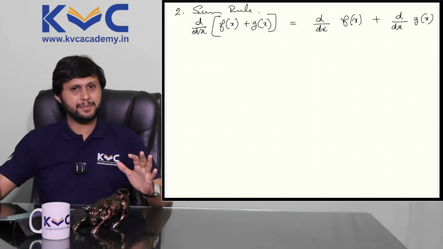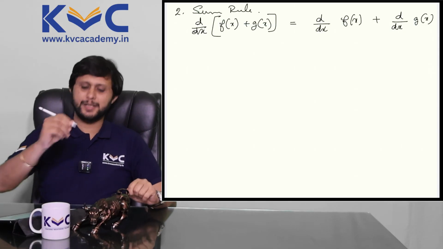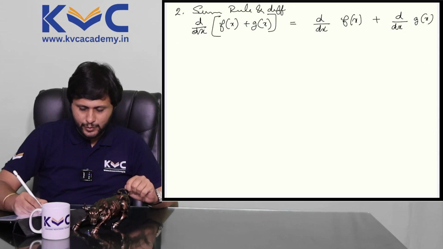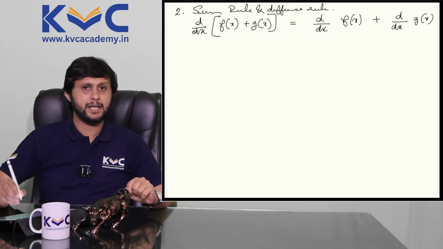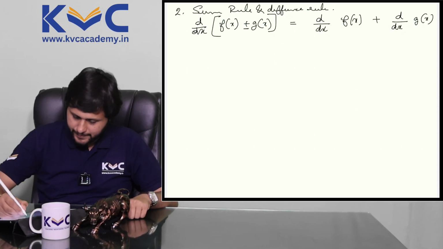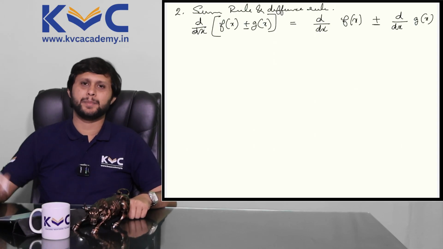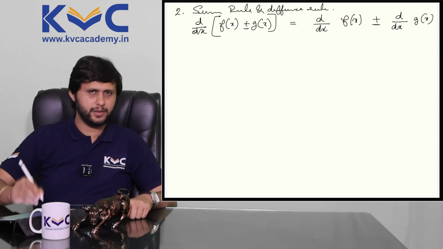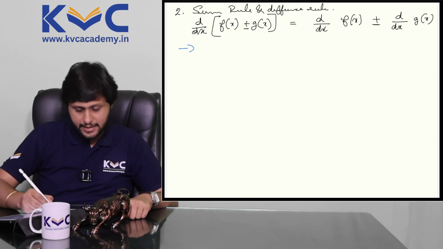Is it only for sum? No, it is also for difference. So we'll call it the sum rule and difference rule. Now I'll make the change. Difference rule. So is it only plus? No, there is minus as well. Plus or minus. Let's see how it works. Not very difficult. So we have the first example.